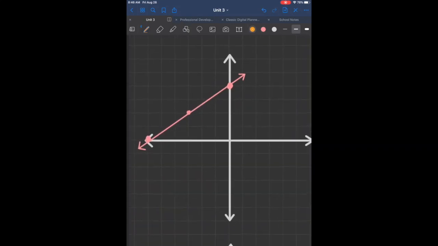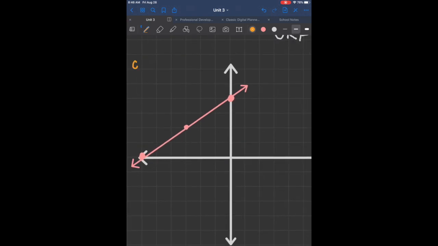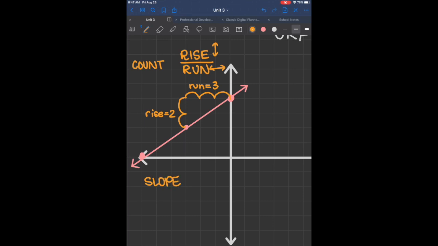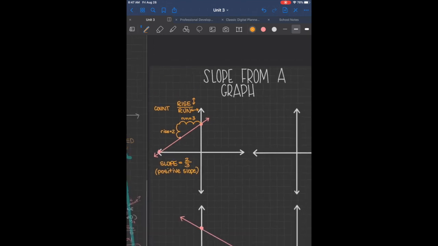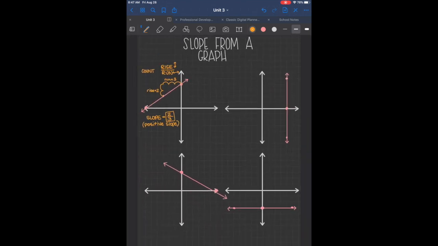So this first one is a positive slope. Remember to count from left to right. And we're doing rise over run. So rise is up and down, run is left and right. So our rise is going to be up 2, and our run is going to be over 3. So our rise over run slope fraction would be 2/3, which is a positive slope because that's a positive number, and because it's going up from left to right.